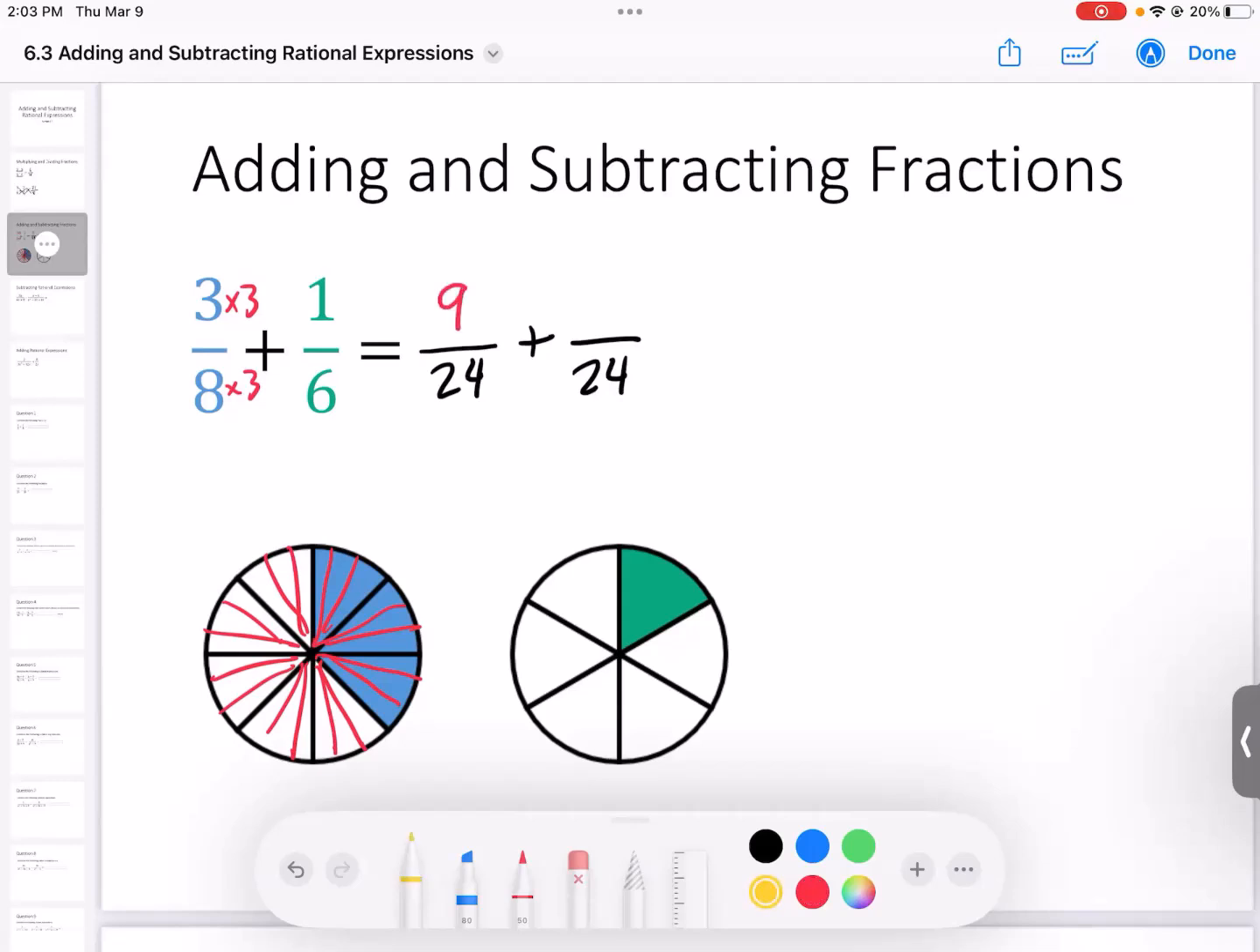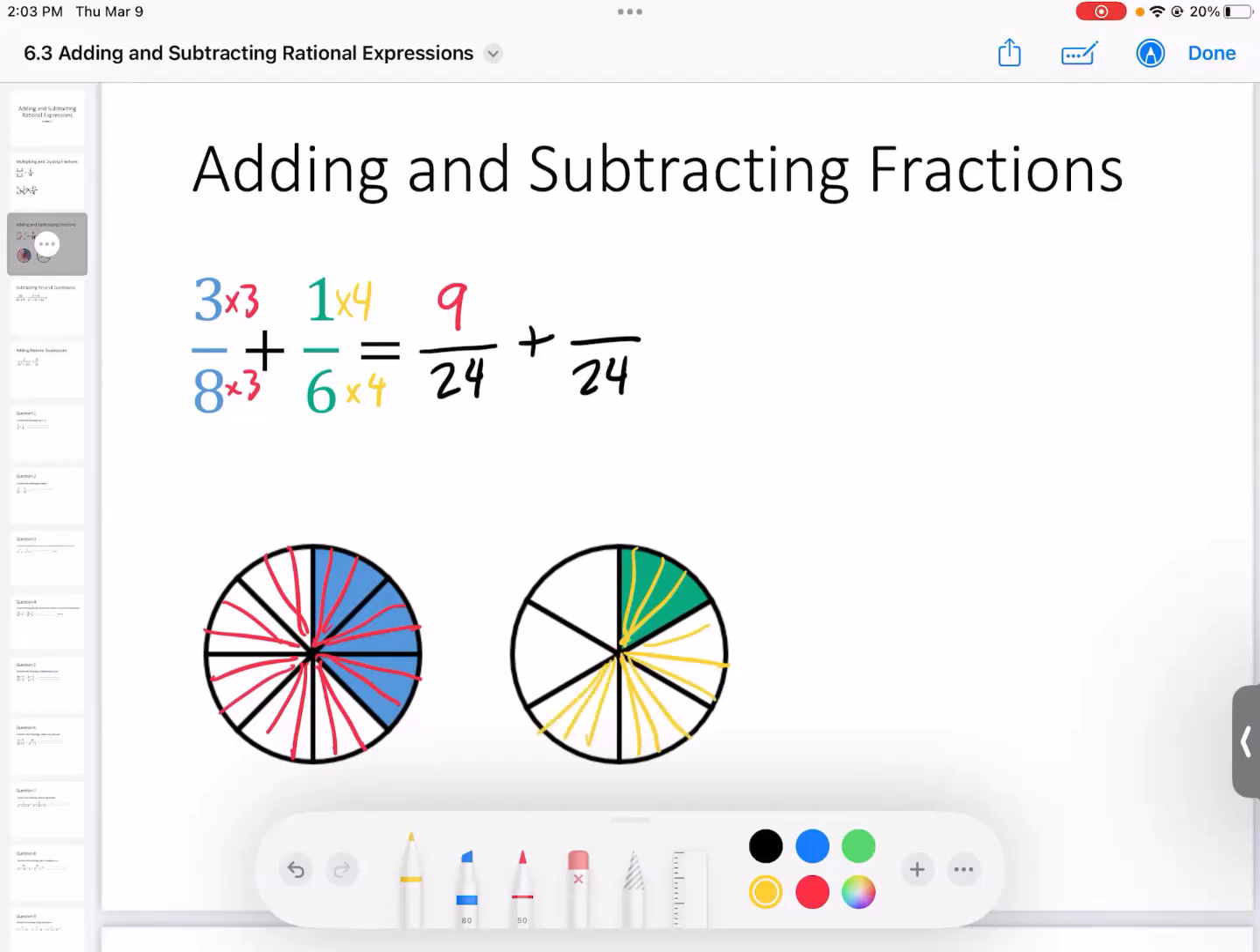And then for the 6, to change that into 24ths, we say 6 times what equals 24? 4, perfect. So I'm going to multiply the top and the bottom by 4, which is essentially splitting each of these pieces into 4 little pieces.